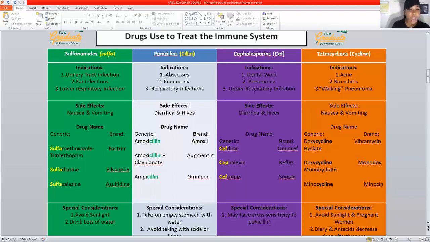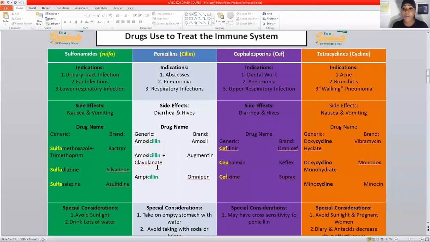For this one, I picked diarrhea and hives because it's something everybody can remember. For the most part, everyone has either seen diarrhea or hives on somebody or has had it. So I felt it was easy for you to remember. Amoxicillin is the generic and Amoxil is the brand. I just got word the other day that Amoxil is no longer being manufactured. Some of you in the pharmacy may see it on your shelf, but I did list it just because.